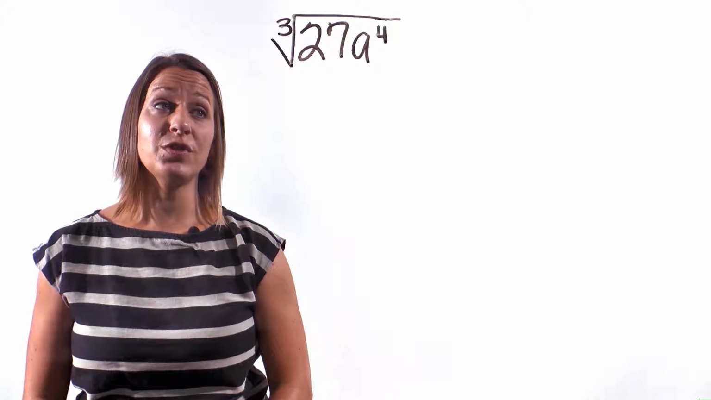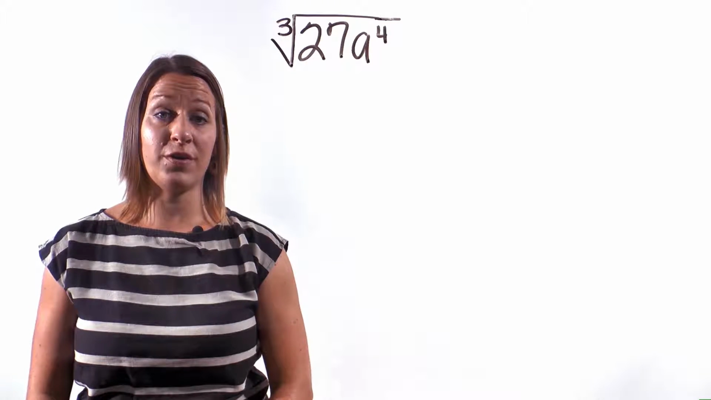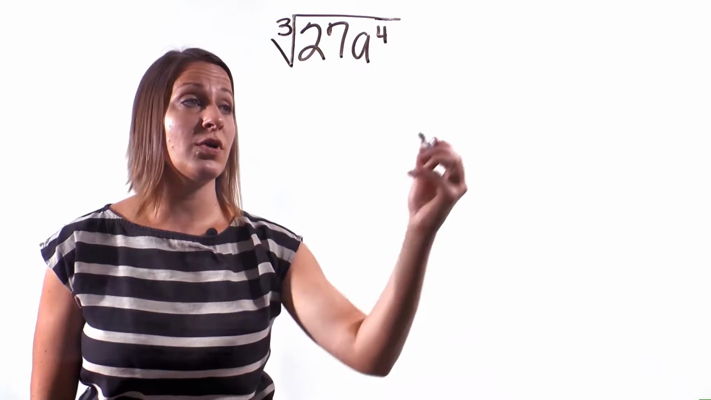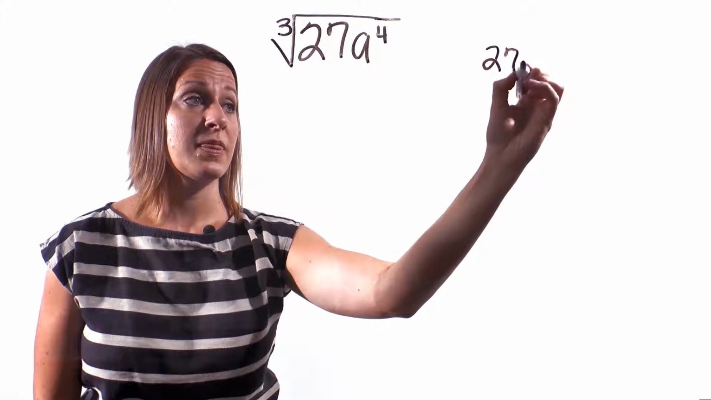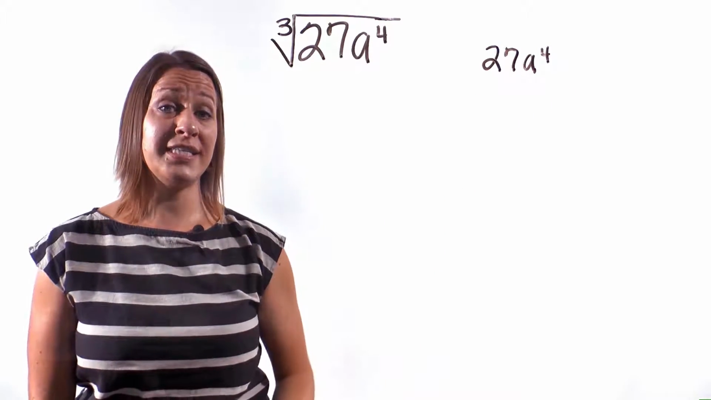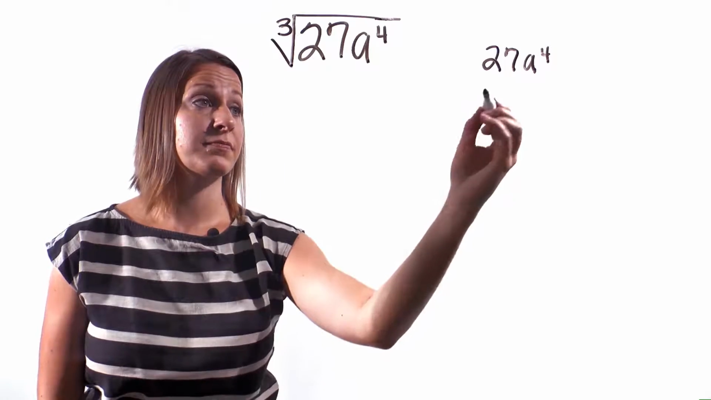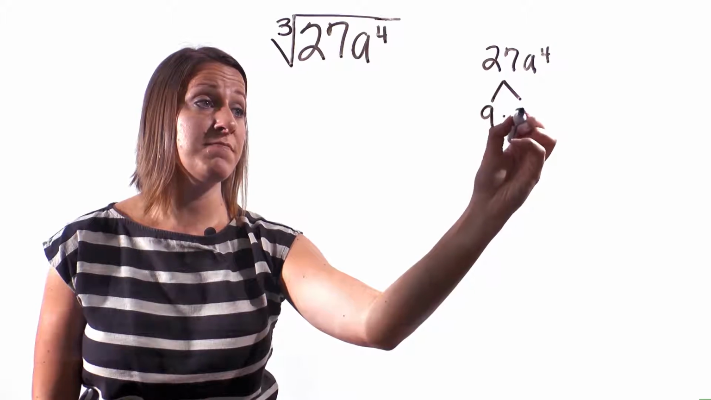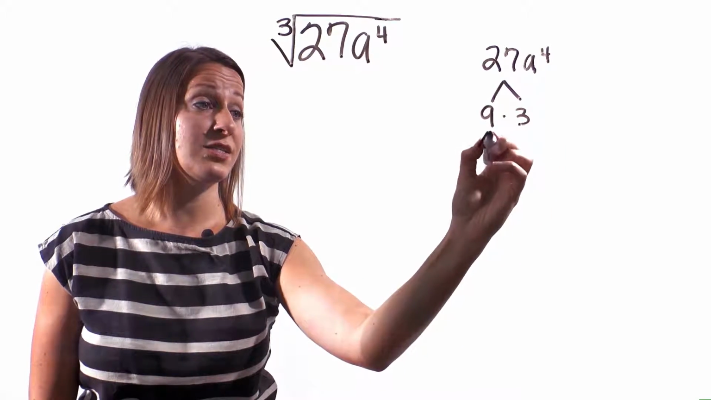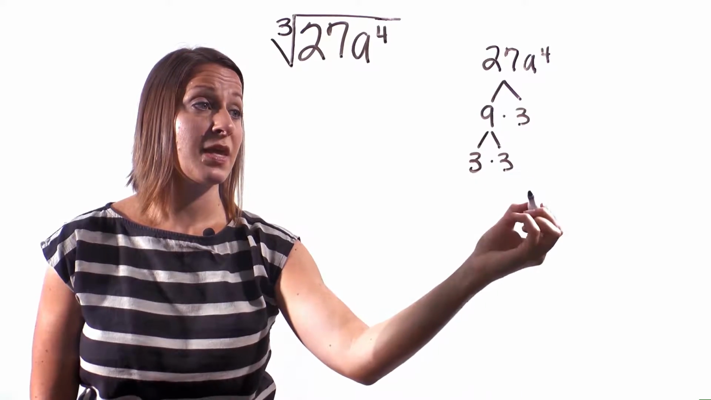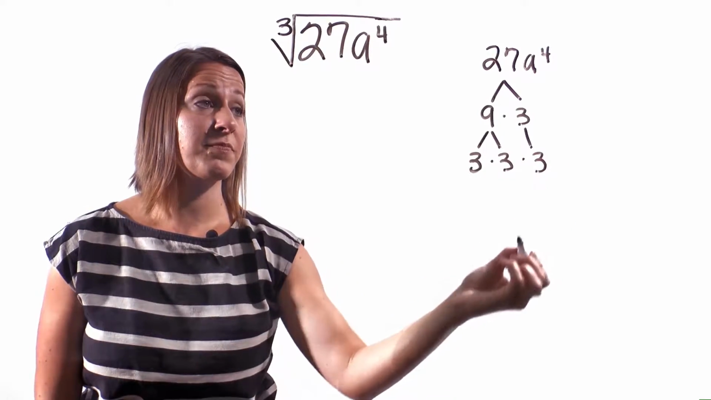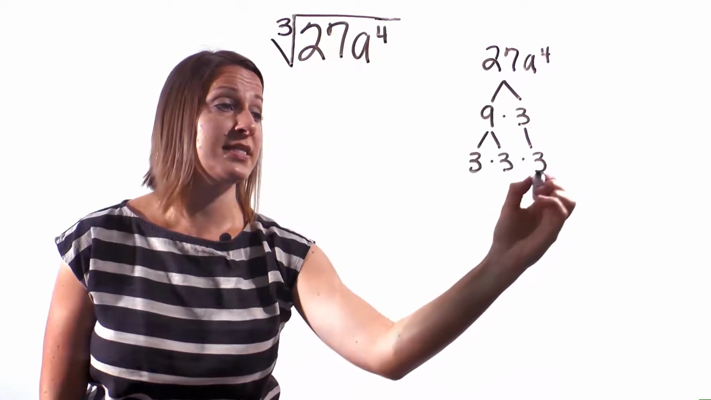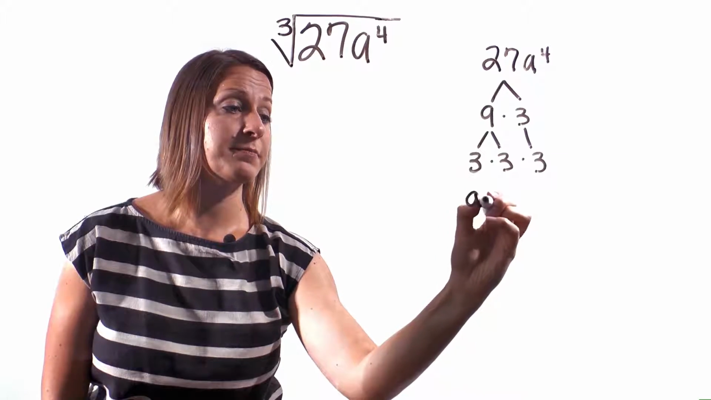We have the cubed root of 27a to the fourth. We're going to work through the same method that we've done on previous videos. We're going to make a factor tree out of 27a to the fourth. So 27 is 9 times 3, and 9 is 3 times 3. And then we'll bring down this 3. And a to the fourth simply just means that there's 4 a's multiplied together. We'll put those down here.